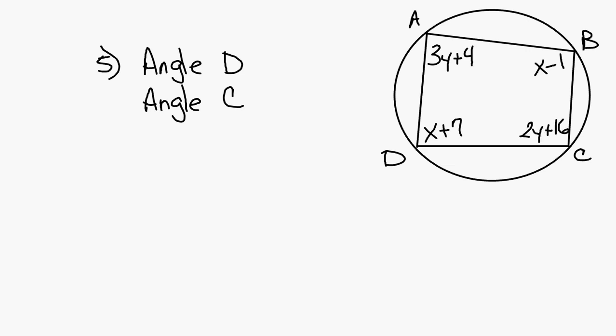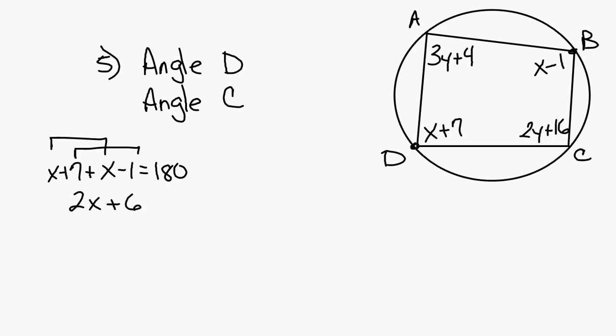So for angle D, you need to find the value of x, and then you need to substitute it. So angle D and angle B, they're opposite of each other. So they're supplementary. So your x plus 7 plus your x minus 1 equals 180. Combine your x's. X and x is 2x. And then you combine your 7 and your negative 1. Positive 7 combined with a negative 1 is positive 6 equals 180.